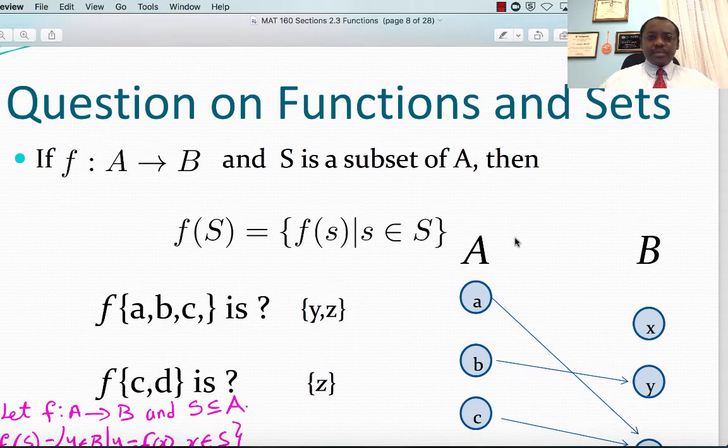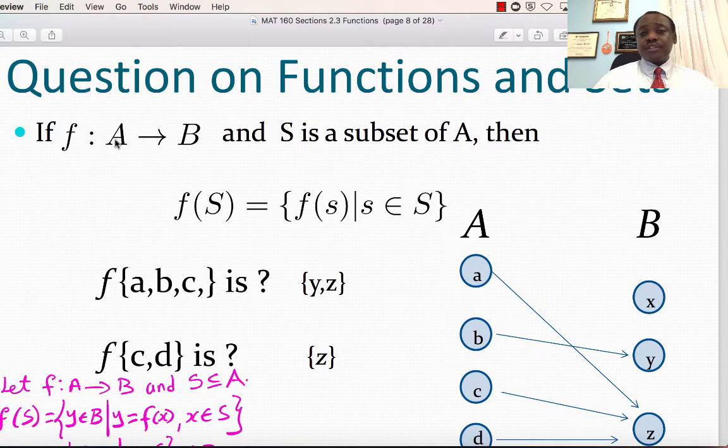Okay, here's another example. Question on functions and sets. Let f be a function from A to B. Again, A and B are not empty. Now, let S be a subset of A. We can talk about the image of S.